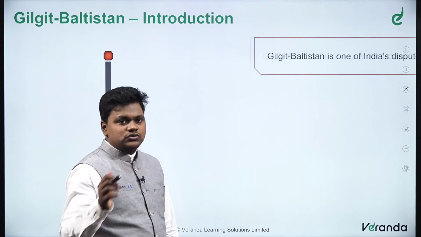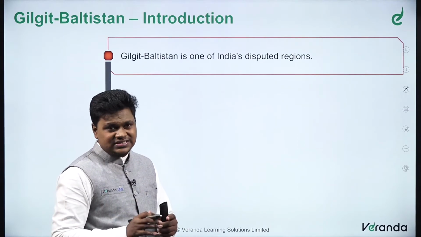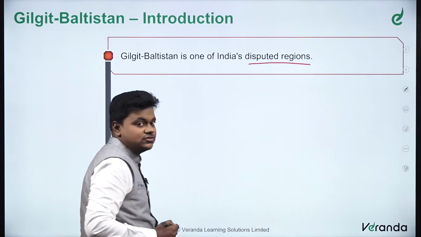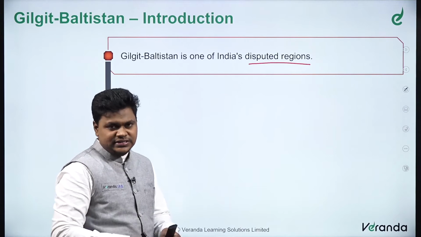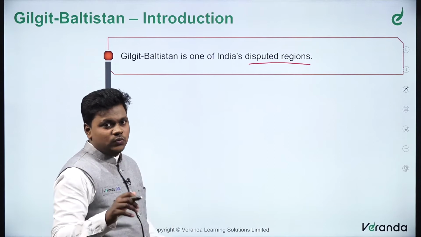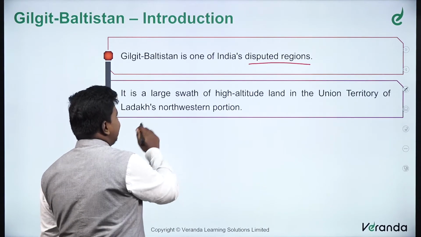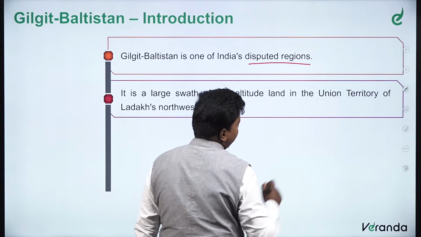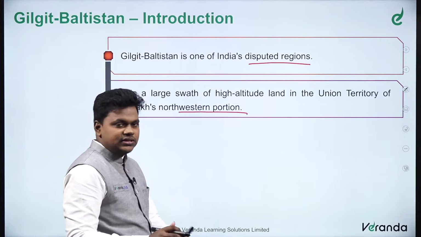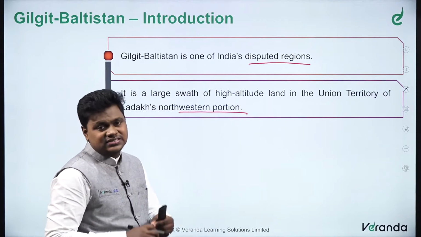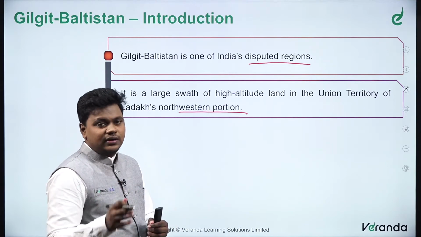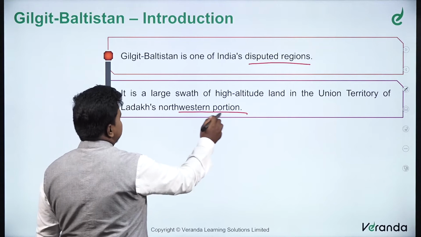So, moving on, let's discuss briefly about this area in particular. It is one of India's disputed regions. It was a disputed region between India and Pakistan, located near the Kashmir Valley. Further, it is a large swath of high altitude land in the northwestern portion of the Union Territory of Ladakh. India considers this Gilgit-Baltistan portion as a region which was occupied by Pakistan and which belongs to the northwestern portion of Ladakh.